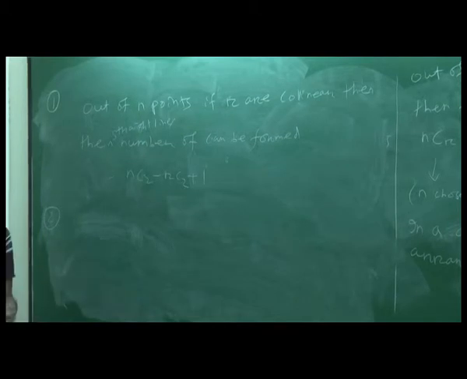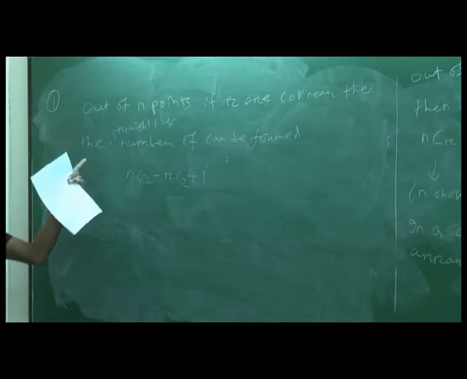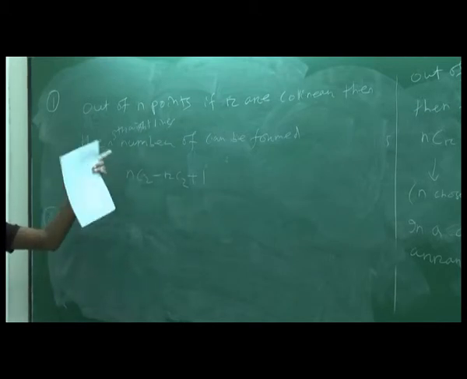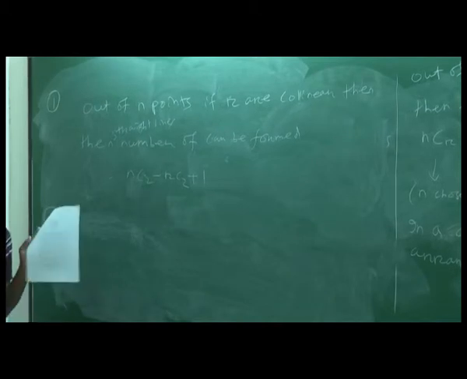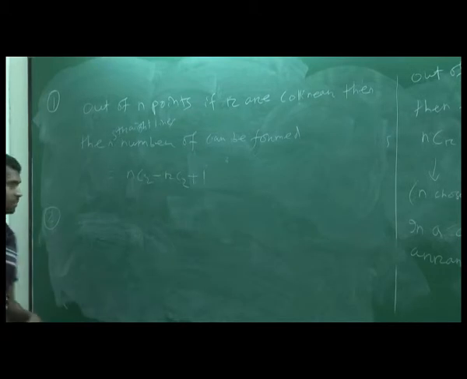So, general statement, what we can make? Out of n points, if R are collinear, then the number of triangles that can be formed is nC3 minus RC3. Okay. Everybody understood? Yes, sir. Very good.